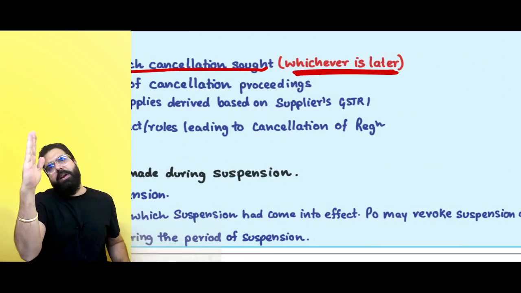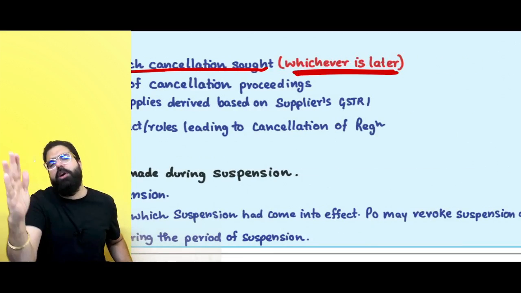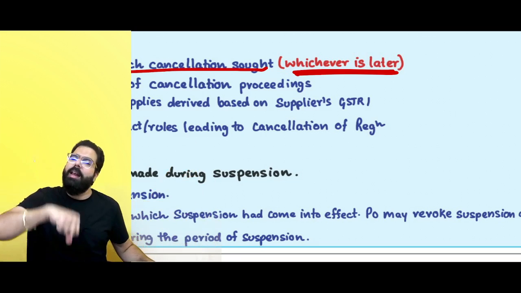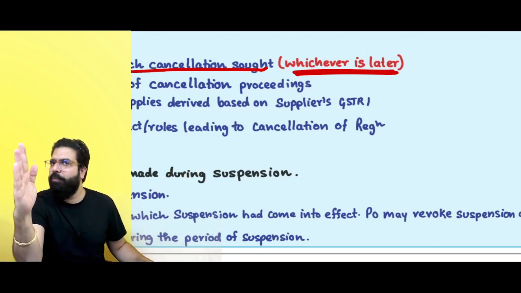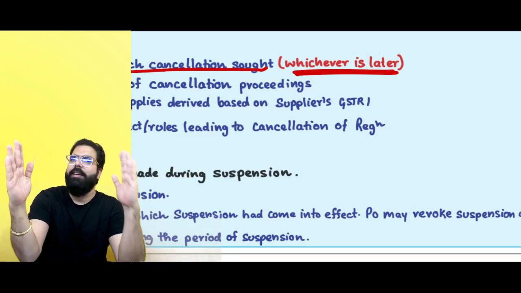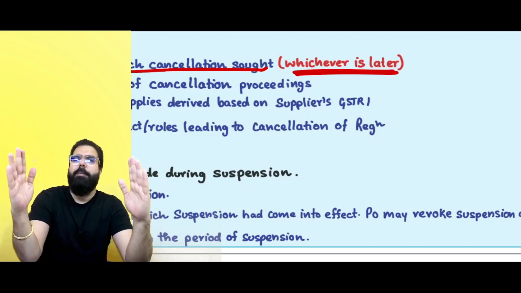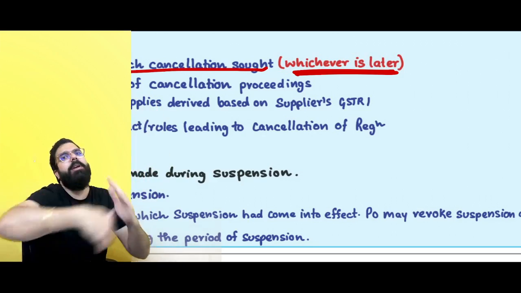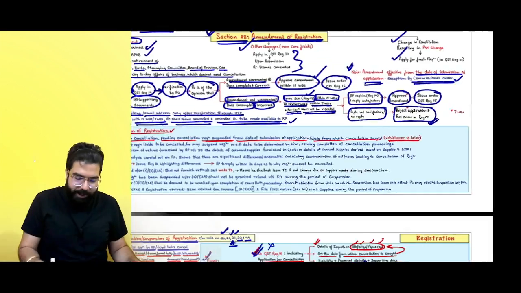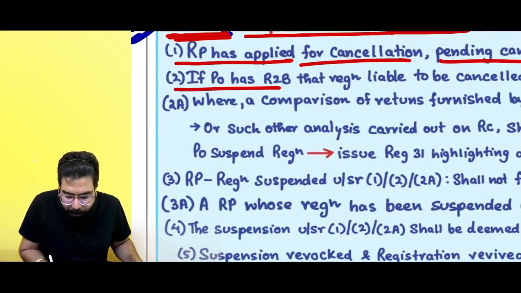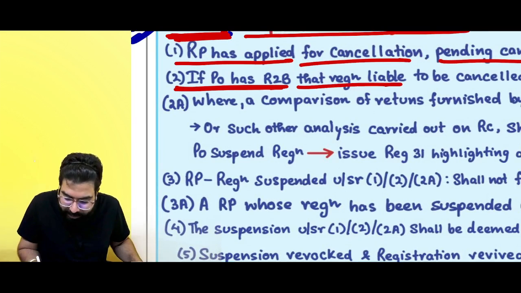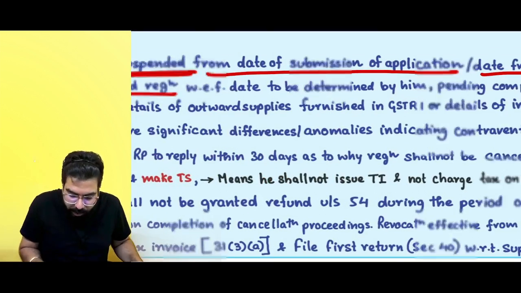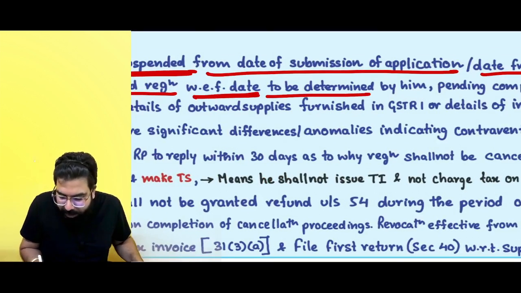So I applied for registration cancellation and I am telling that from today only I want cancellation. Then from today your registration will be suspended. Sir, I applied for cancellation on the 15th, telling that I want registration cancellation from 1st of April. Then till that day, your registration will not be suspended. From 1st of April, your registration will be suspended. Then they are telling, if the proper officer has reason to believe that registration is liable to be cancelled, then he may suspend registration with effect from the date to be determined by him.